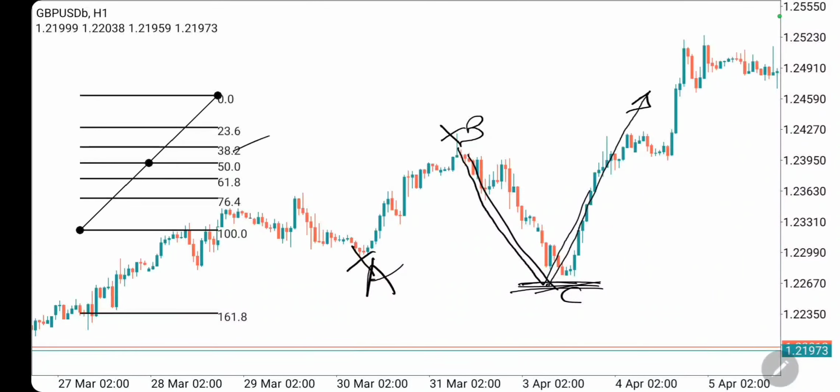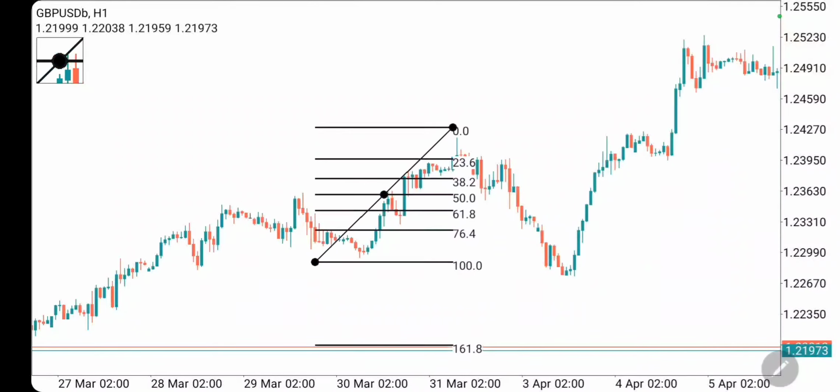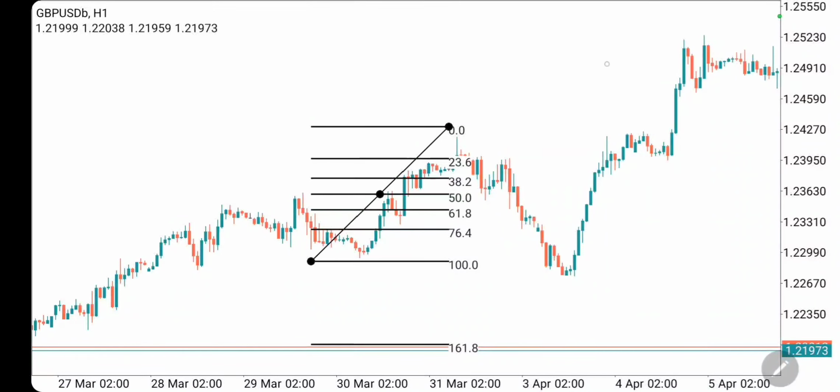I want us to use this tool right now to know exactly where we are supposed to enter this trade. All right, so let us drag the tool. I put it from here. This is the swing low. This is the swing high. All right, so as you can see, let's extend the tool.